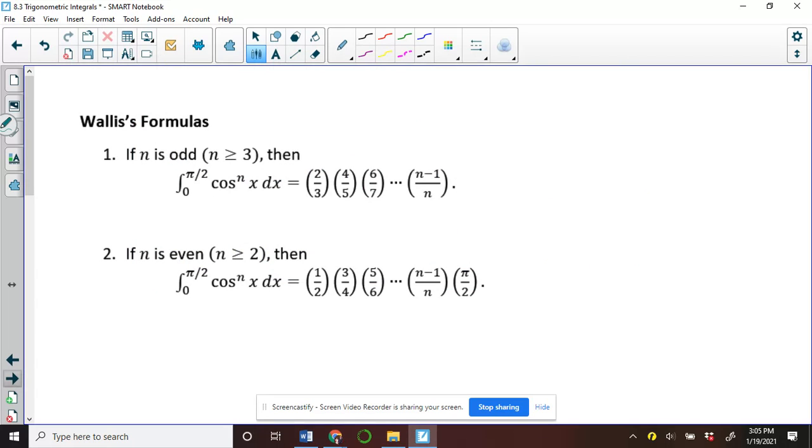Last piece before I cut this video will be Wallis's Formula. It is used by the textbook. The AP board won't expect you to have this memorized, so don't stress it. But just know this was a way to approximate definite integrals before Leibniz and Newton came around and really refined calculus. So this is just an old school way to evaluate definite integrals for cosine to different powers. The textbook will reference this. I'm not going to stress it because it's not huge on the AP exam, but just know that this does exist.